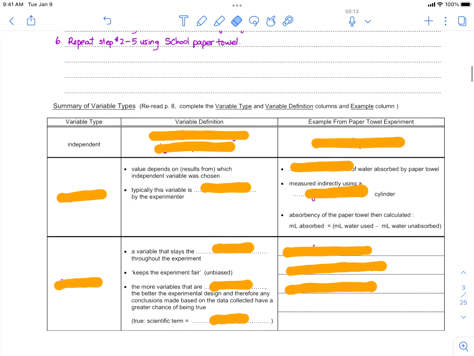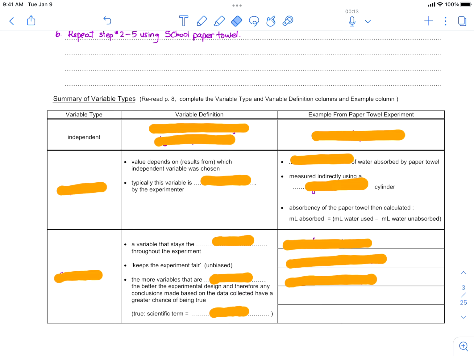Okay, let's talk for a minute about variable types. What I would have you do now, if you were in class, is reread page 8 and then try to complete this chart. If you're watching this at home and haven't seen this, pause this, go and reread page 8 and really look at the different types of variables and the definitions of those variables. And let's try to match up our experiment as an example with what these different variables are.